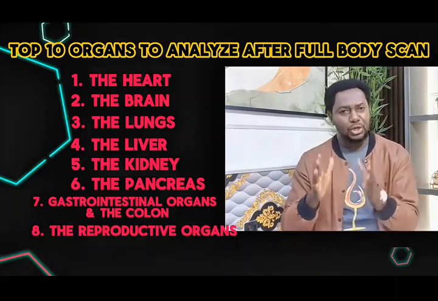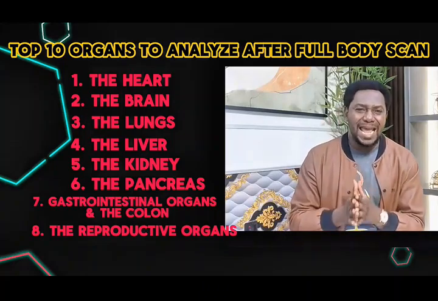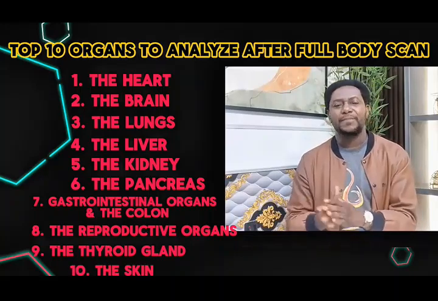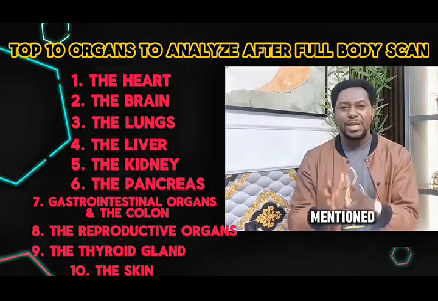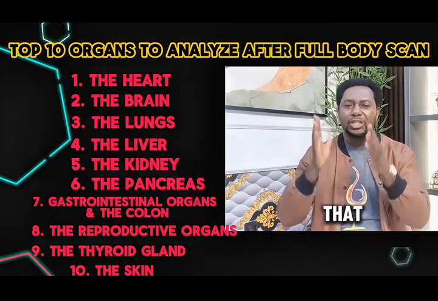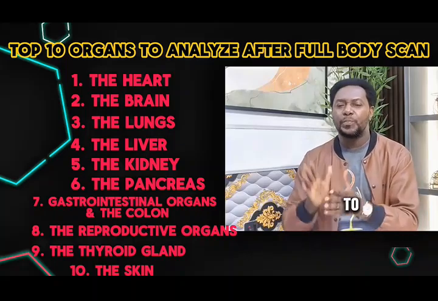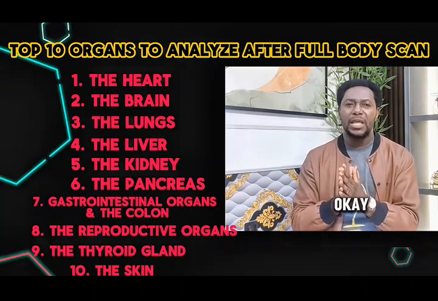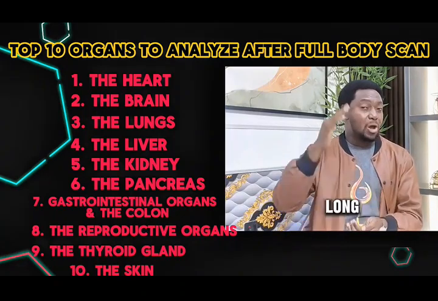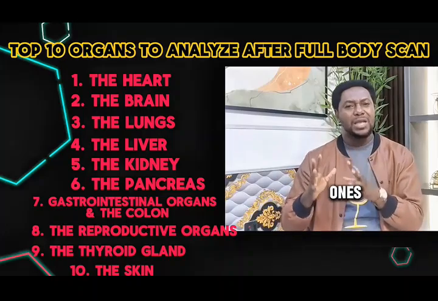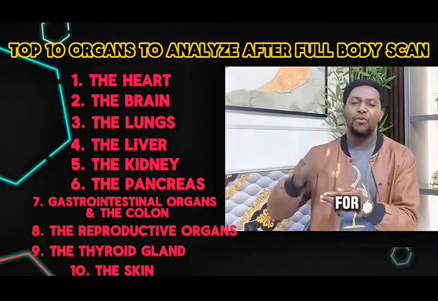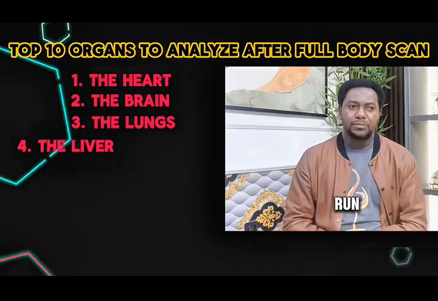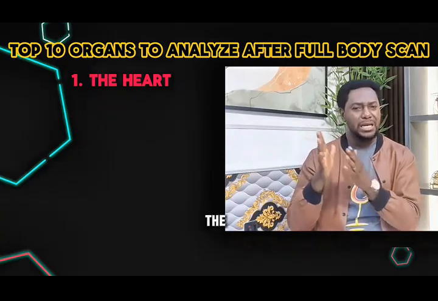Number 8, the reproductive organs. Number 9, the thyroid gland. Number 10, the skin. These 10 that I have mentioned are the organs that you should give priority attention to whenever you run a full body scan. You are going to see a long list, but these are the ones that you give priority attention to for further investigation.